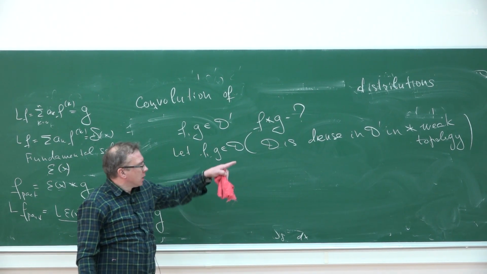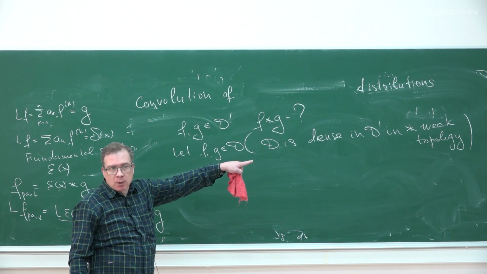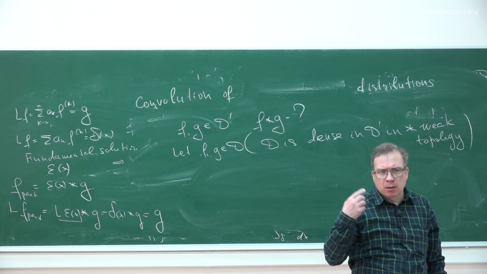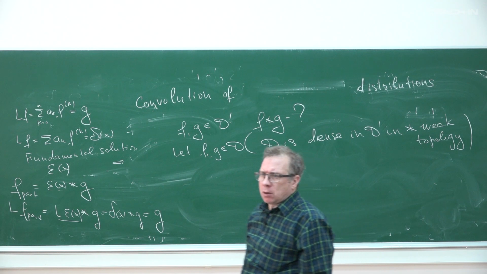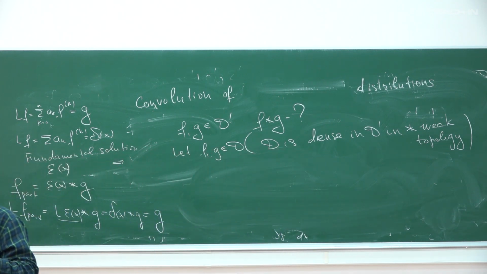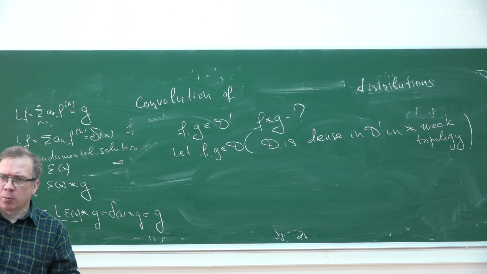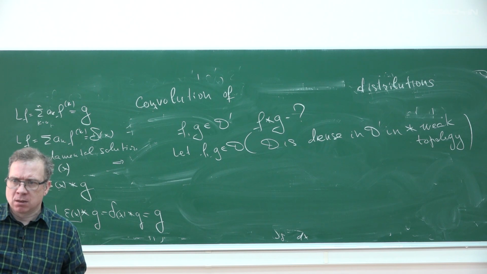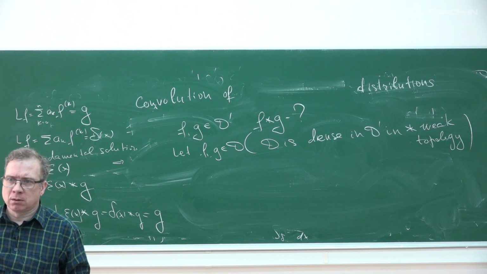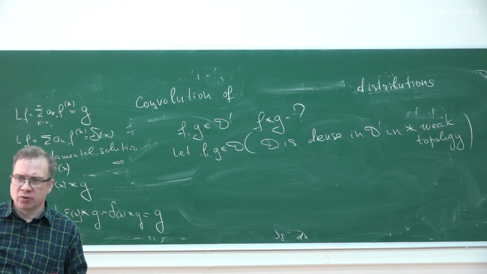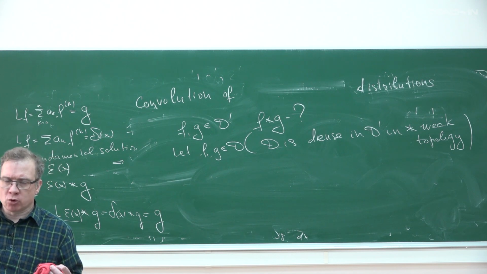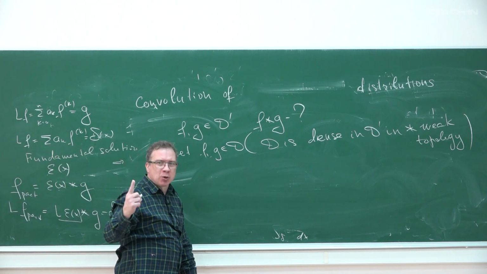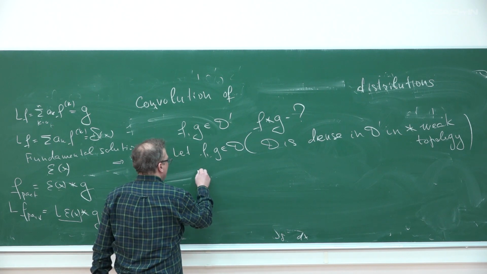I want to emphasize that D is dense in D prime, in the dual space, in the star weak topology. So it is the main idea to obtain new operations on distributions. You have a good operator on test functions. Test functions are dense. So you can try to find the continuation of this operation to distributions. So let this function have finite support. It is important.